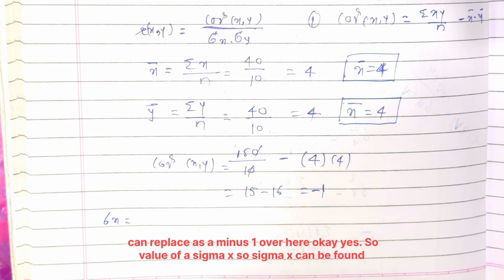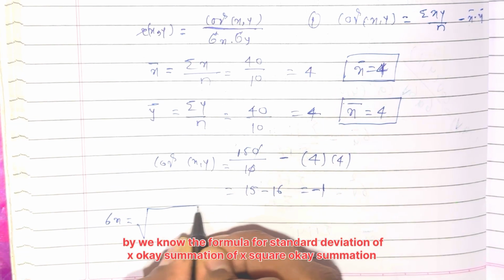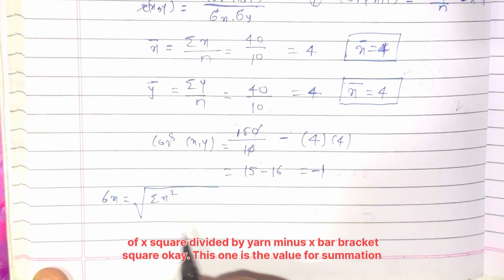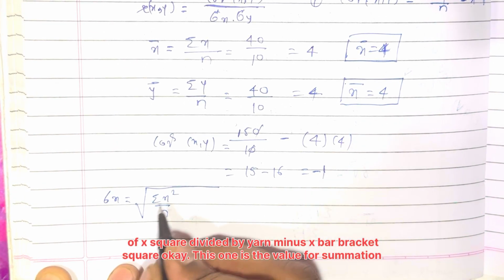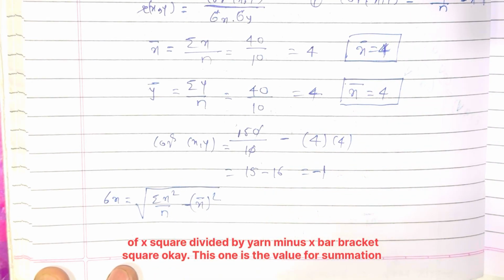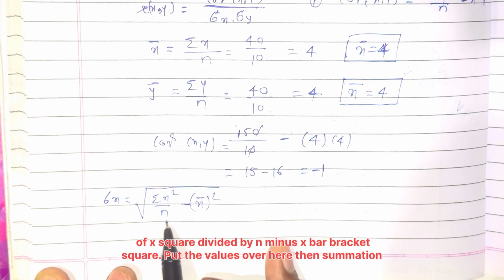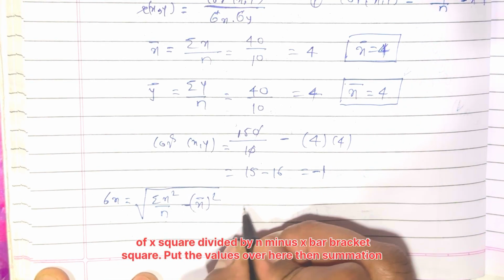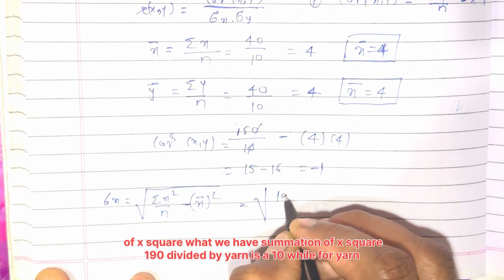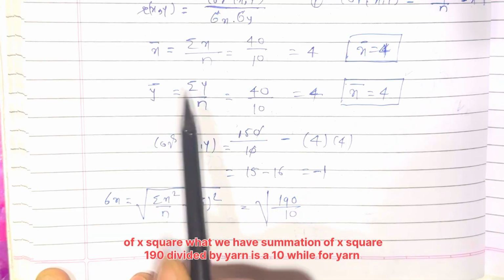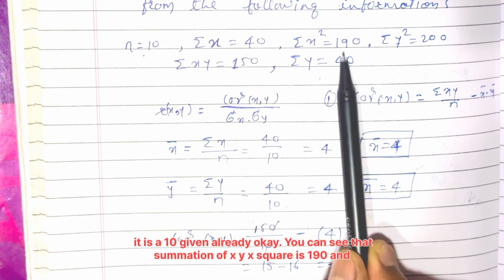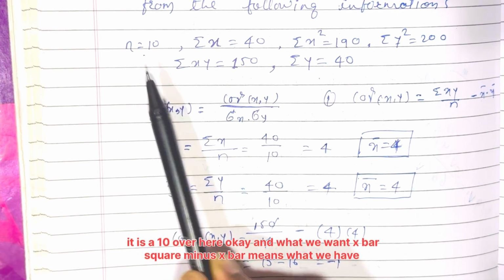Sigma x can be found by the formula for standard deviation of x: square root of summation of x square divided by n minus x bar bracket square. Put the values over here. Summation of x square is 190, divided by n, which is 10, given already.